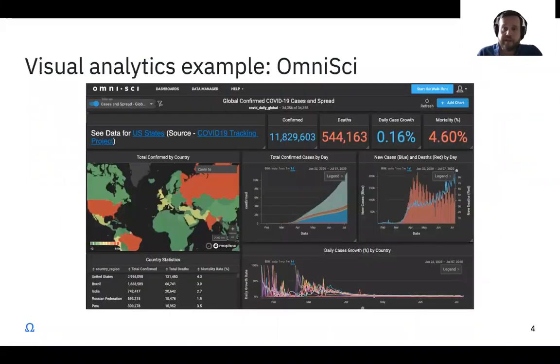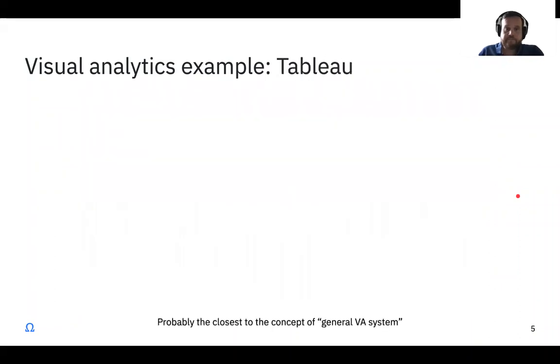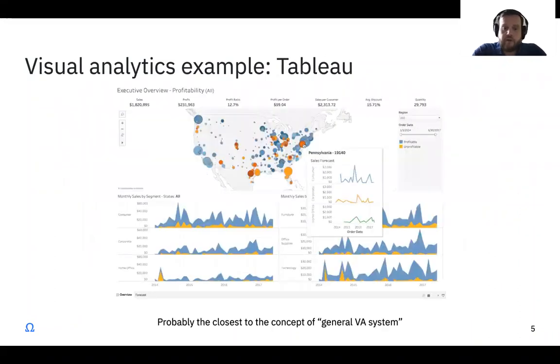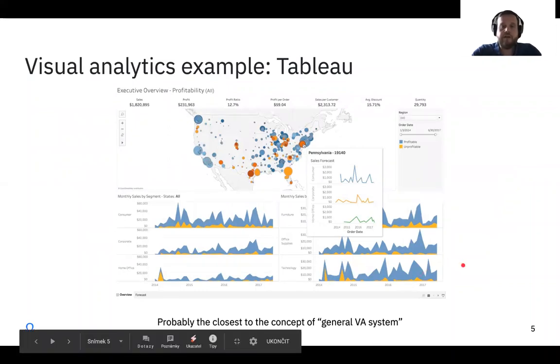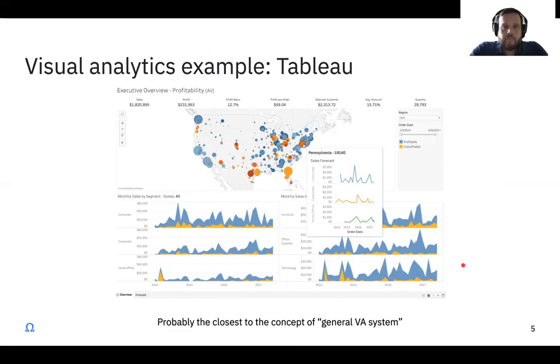So we have also seen a couple of examples. So this is a visual analytics system tracking COVID. We have seen this a number of times already. And this one is called Tableau, and Tableau is probably the closest to a general visual analytics system there is, basically. So it's a very famous tool. It's a commercial tool that you can buy as a software as a service, and it will allow you to input your data, and they pride themselves in creating those very nice analytic dashboards for you.